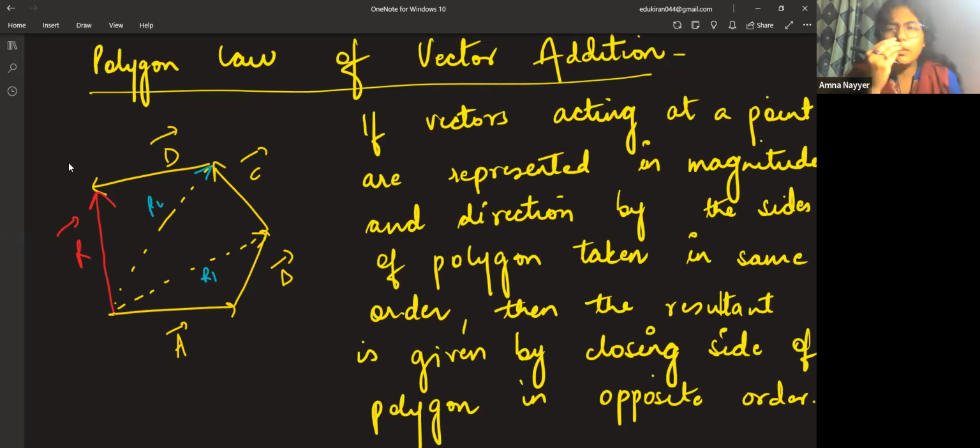Polygon law will be the rarest of the laws that will be used by you. Triangle law will be given somewhere, but polygon law is rarely asked in the exams, which I have noticed. It is a part of your syllabus. So if it comes in your exam, you cannot question it. It's still a part of your syllabus.